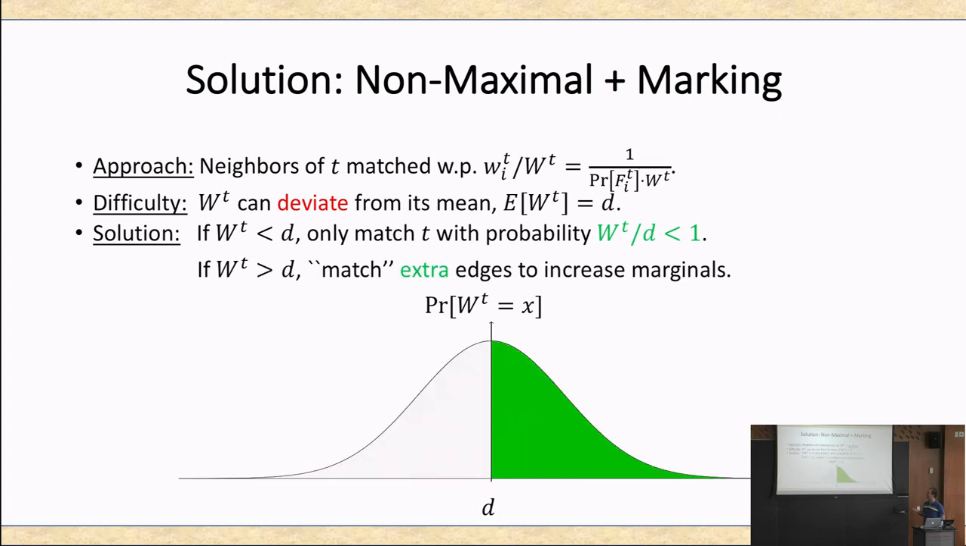On the other hand, if the sum of the weights is too high, remember now we have a lower probability of getting matched, then we'll match extra edges to increase the marginal probability of getting matched. Now this makes no sense, right? We're talking about the matching, that's a vertex-disjoint set of edges. t can't be matched more than once. Okay, so that'll bring us up to this notion of marking, which I'll introduce next.